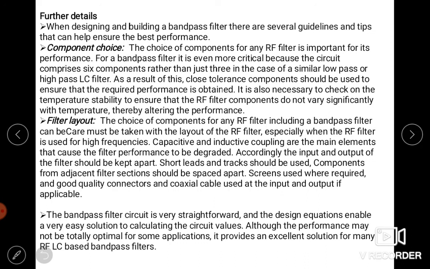So today I am going to stop my lecture, which covers all the filter circuits. This is the last lecture of the filter circuits.